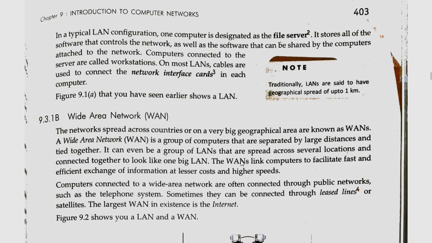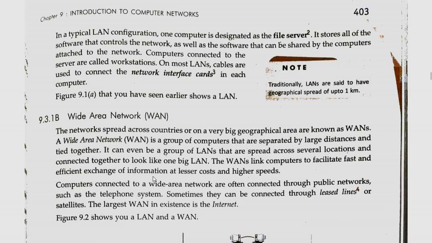So it is only mentioned that it is a group of computers that are separated by large distances and tied together. It can even be a group of LANs that are spread across several locations and connected together to look like one big LAN. Okay. So WANs link computers to facilitate fast and efficient exchange of information at lesser cost and higher speed.